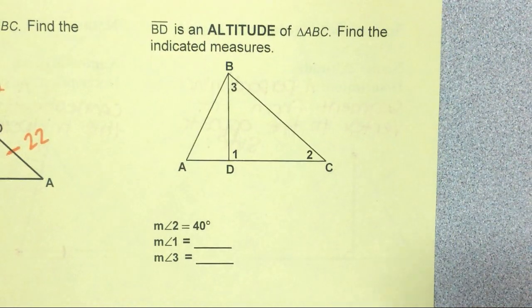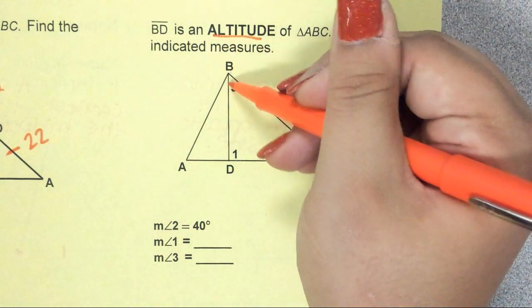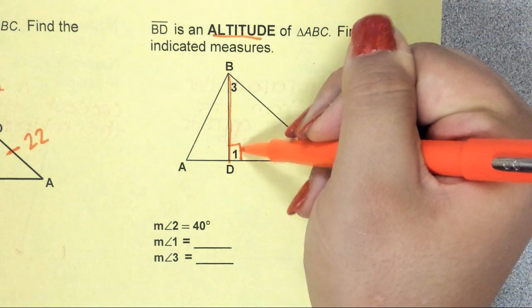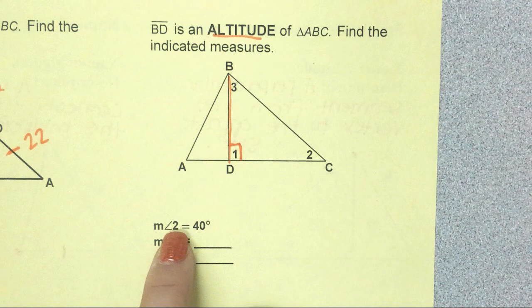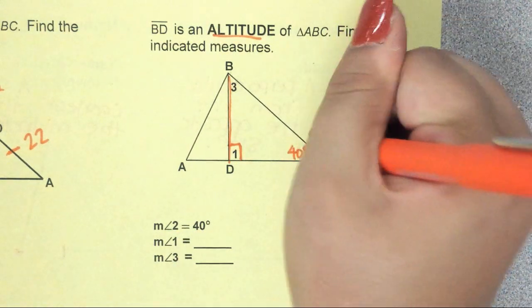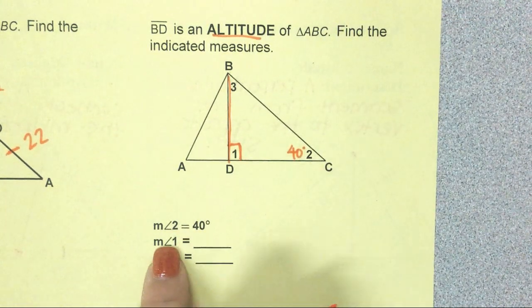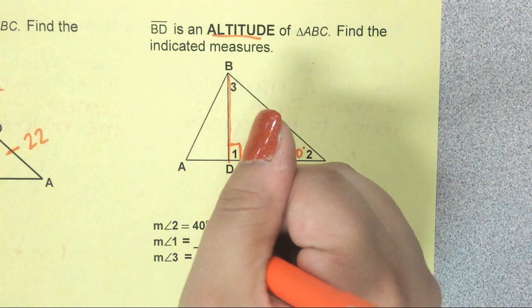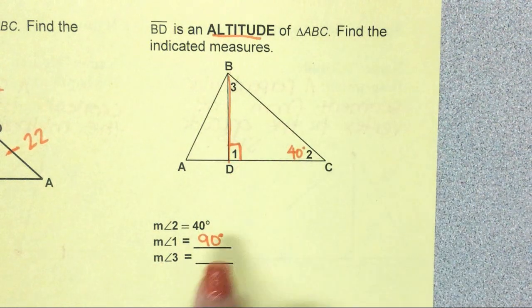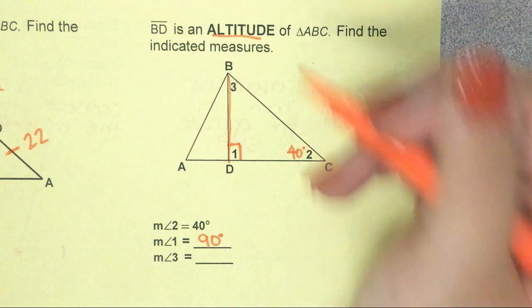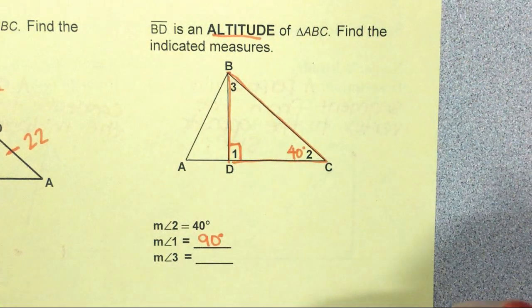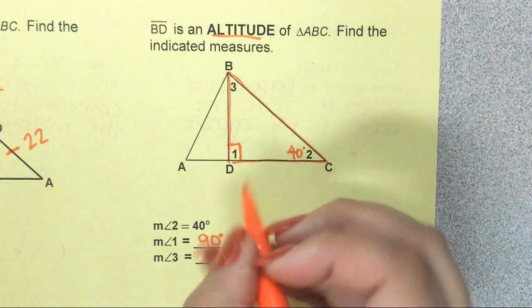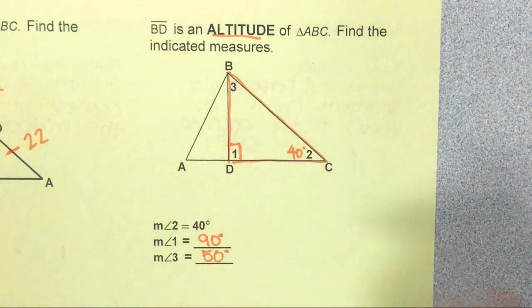For altitude, if BD is the altitude, that means you need a 90-degree angle. Find the indicated measures. Well, I'm telling you angle 2 is 40 degrees, so let's write 40 degrees there. What is angle 1? Well, we already did, because it's altitude, it's 90 degrees. So how would you find angle 3? Remember, they add up to 180, so what's 90 plus 40? Subtract from 180, it's 50 degrees.